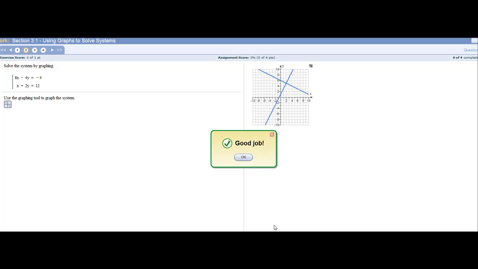Good job. So you will do a good job too. If it's not working, let me know.